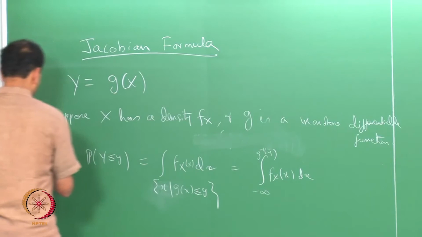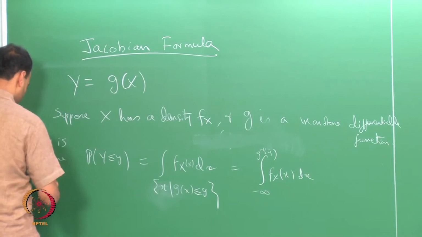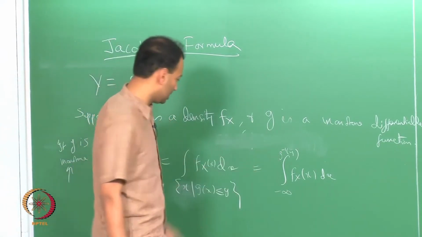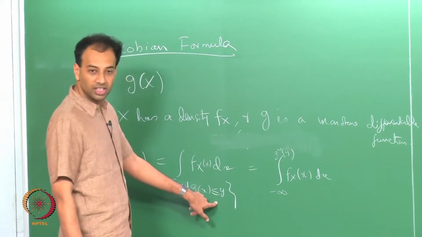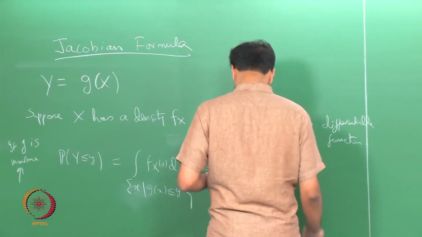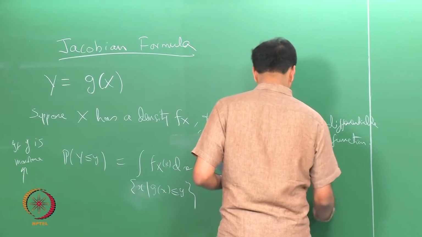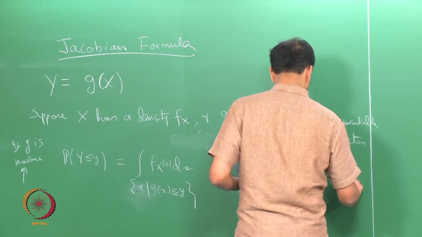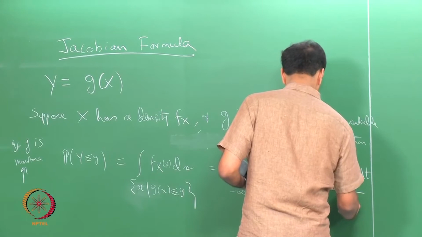Exactly. So I have assumed that if g is monotone increasing, then you will have this, correct, because g x less than or equal to y will be the same as integrating x from minus infinity to g inverse y, g also has an inverse, right. Now you make the substitution I said, right, now you will get the integral from minus infinity to y of f x of g inverse y dt over g prime of g inverse of y.